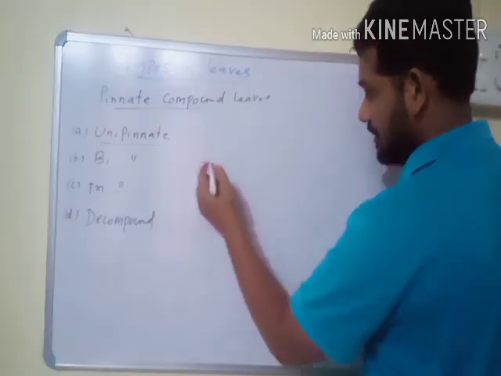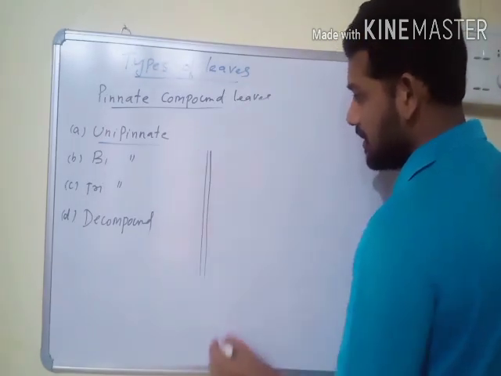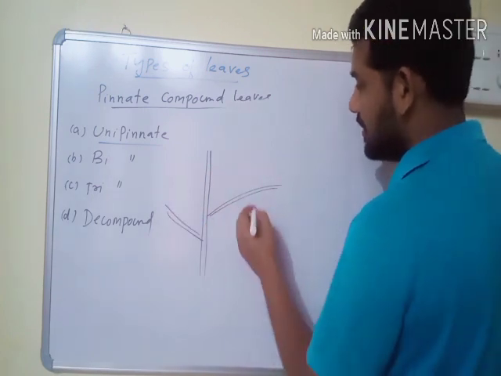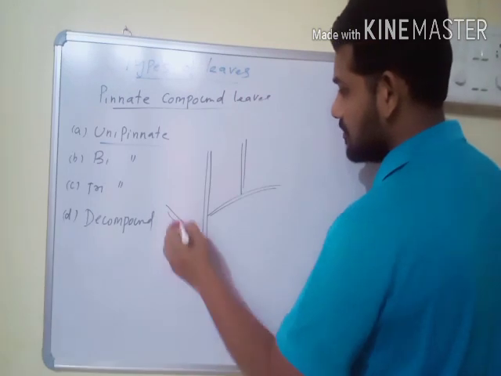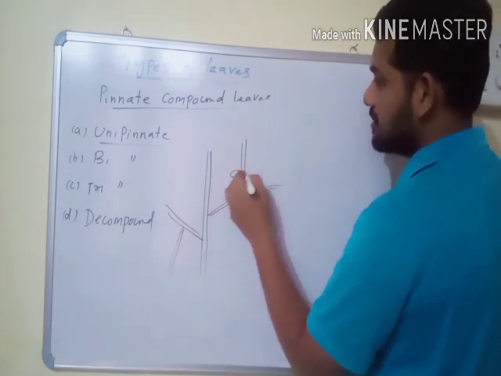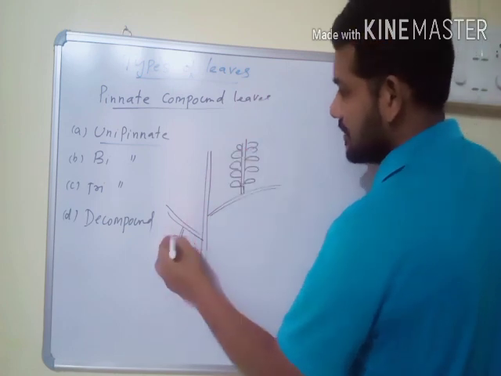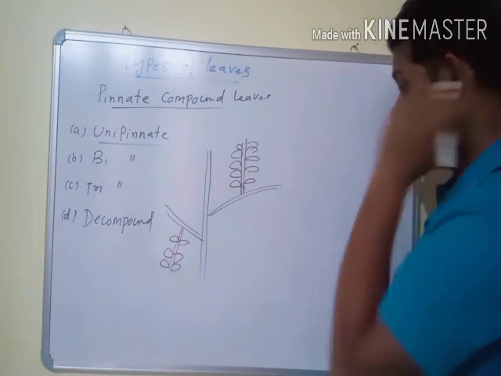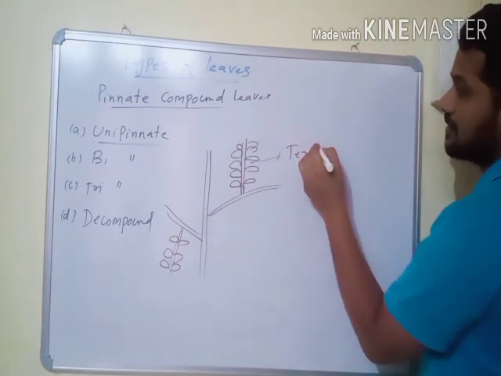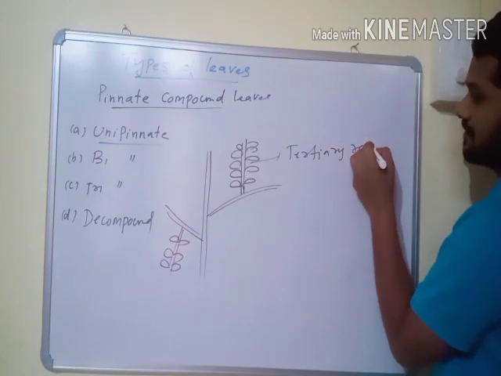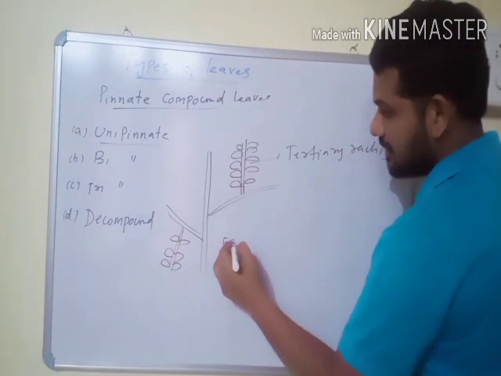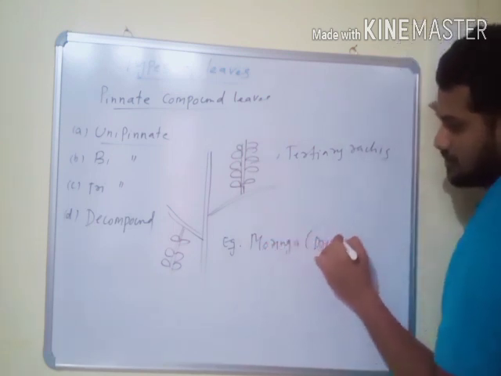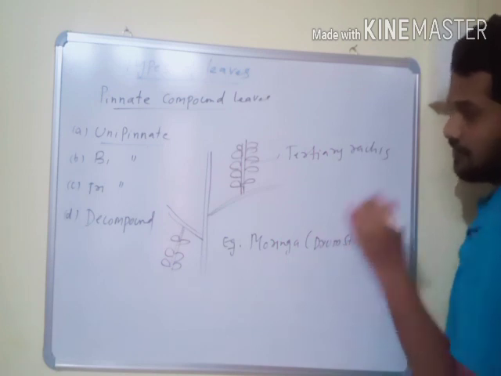tripinnate compound leaf. In tripinnate compound leaves, 3 pinna are present. This is the primary pinna, and the primary pinna produces secondary pinna. These are the secondary pinna, and the secondary pinna or secondary rachis produces many tertiary rachis, and usually leaflets are present on the tertiary rachis. In the primary rachis and secondary rachis, leaflets are absent. Leaflets are present on the tertiary rachis. Example, moringa. Moringa is the scientific name of drumstick.